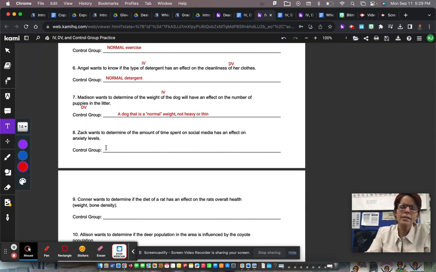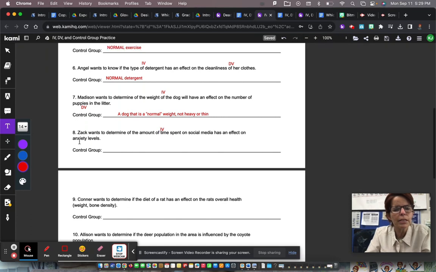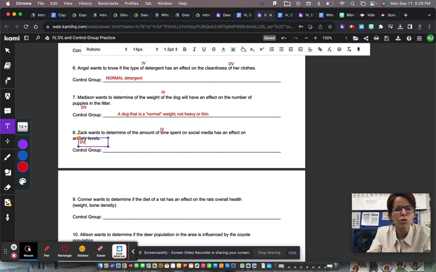Okay, so he's going to change the amount of time spent on social media. That's what he's going to be changing each time. And then what he's going to be looking at is the effect on anxiety levels. So I'll maybe put DV down here. That's what he's measuring, is anxiety levels.